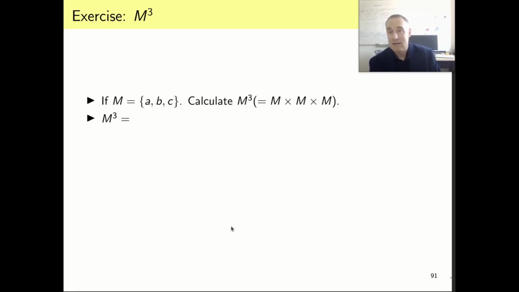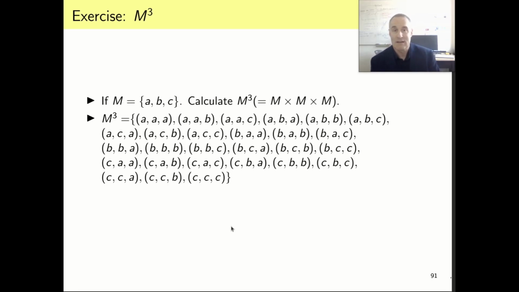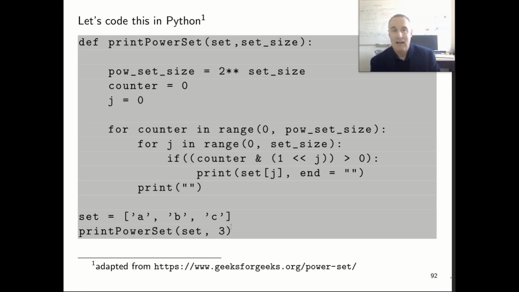All right, let's take another look at different kinds of sets. So if we have a set of 3 elements, how about if we look at the Cartesian product of 3 versions of this same set? So it's just going to be as follows, all possibilities. And let's look at how we can code this up in Python. There are many ways to do this. If you search on the internet, you'll see all sorts of versions.